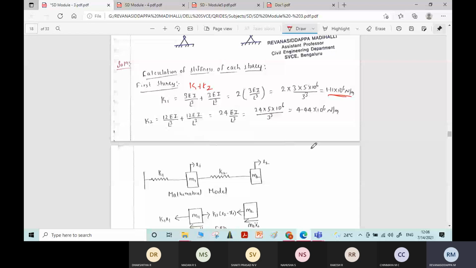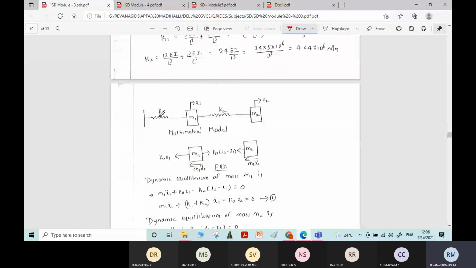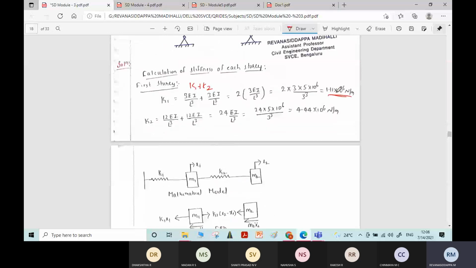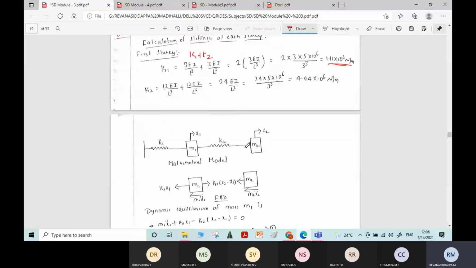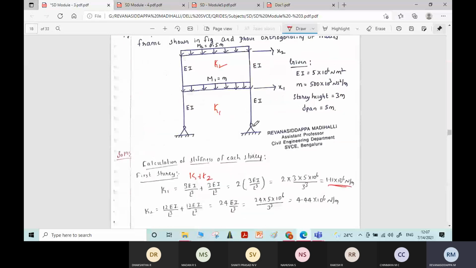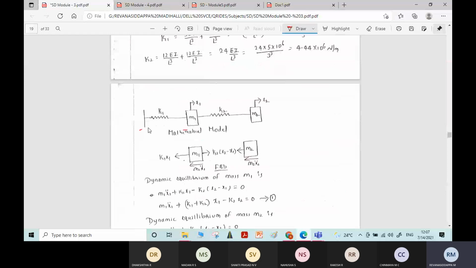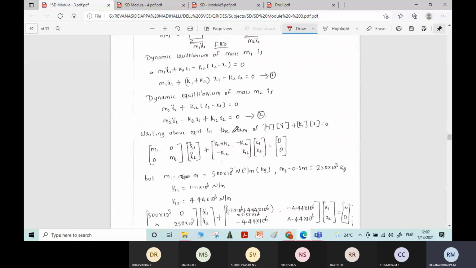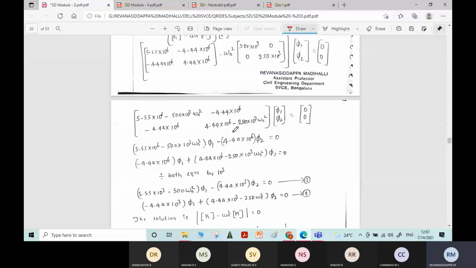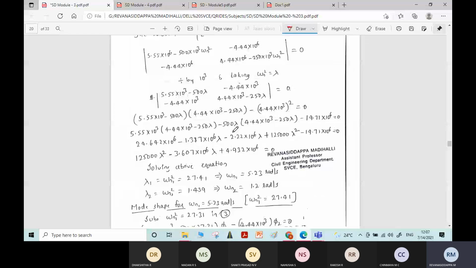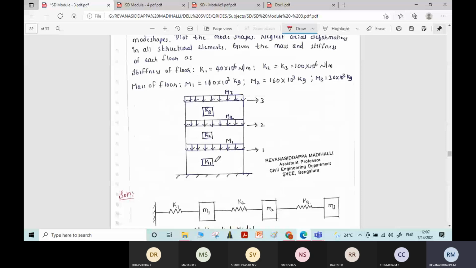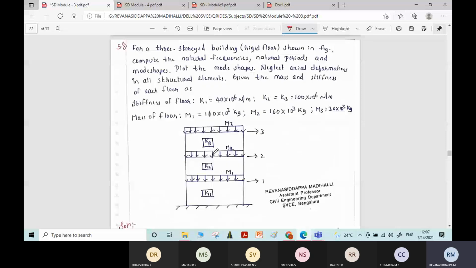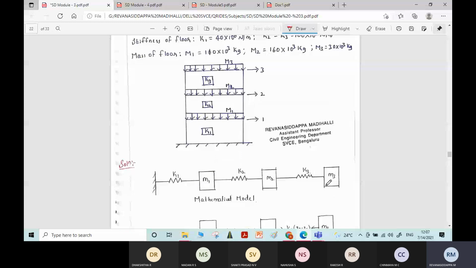Okay. Finally, this whole system is rewritten like this. The equivalent stiffness k1 is equal to 1.11 into 10 power 6, k2 is equal to 4.44 into 10 power 6, and mass 1, and you have converted this whole system into a mass spring system like this, a mathematical model. Okay, and the rest of the procedure is the same. Here also k1, k2, k3 values are given, and this whole system is converted into a spring mass system, and the equations are formulated, and the procedure is followed.